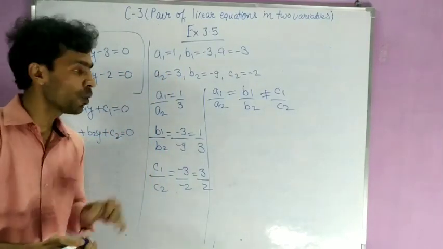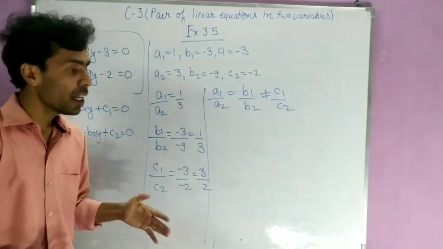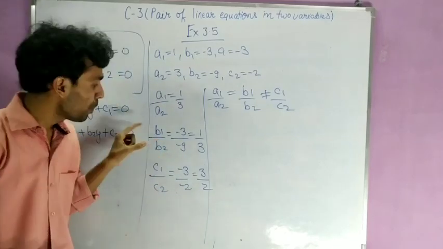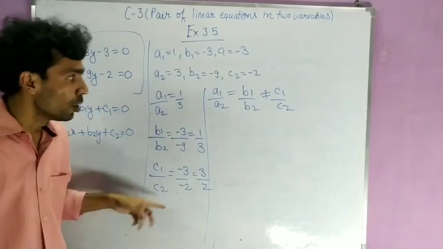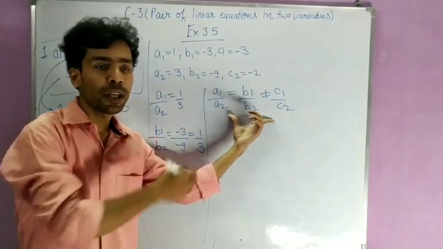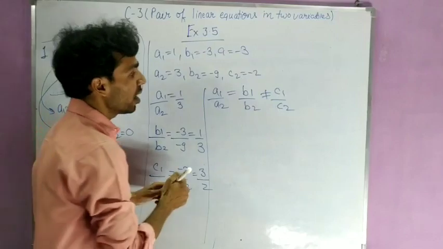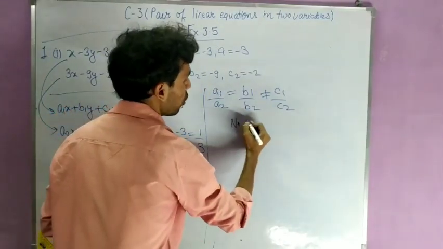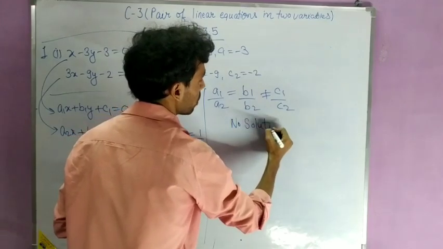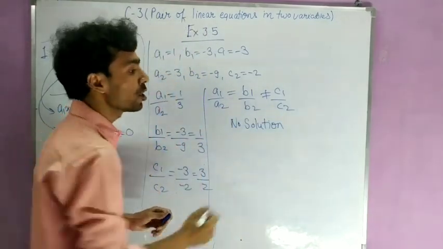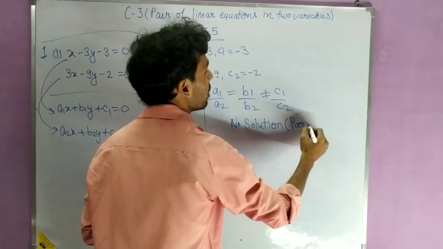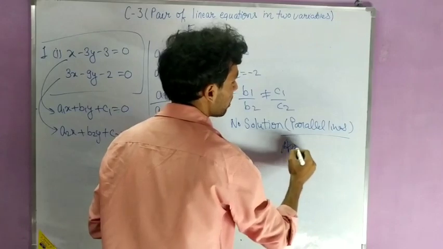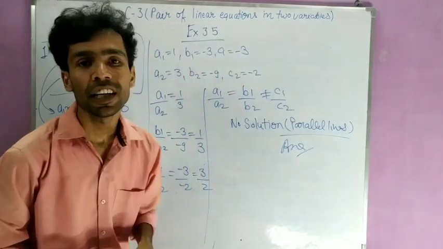After calculating these ratios, we have come to the result that a1 by a2 is equal to b1 by b2, but b1 by b2 is not equal to c1 by c2. So this is the expression we get from the calculation, and this is the condition of no solution. It is the condition of no solution. And whenever we get no solution, the lines are parallel lines. So what is our answer? There is no solution of the pair of linear equations.